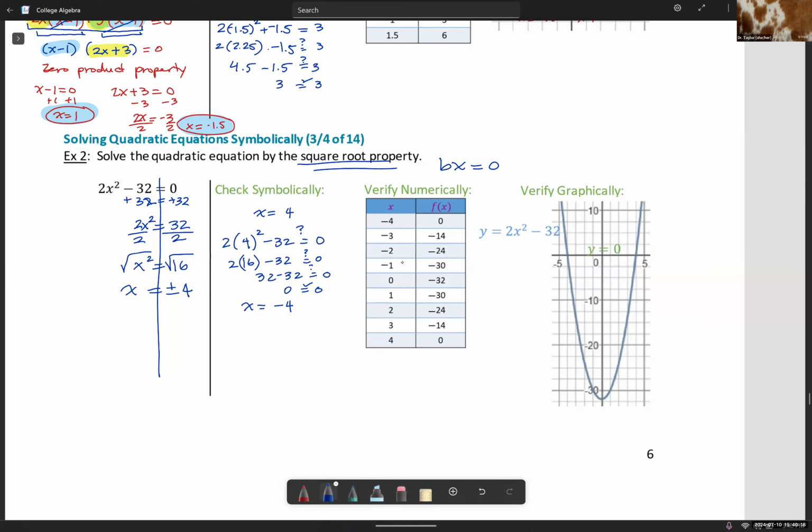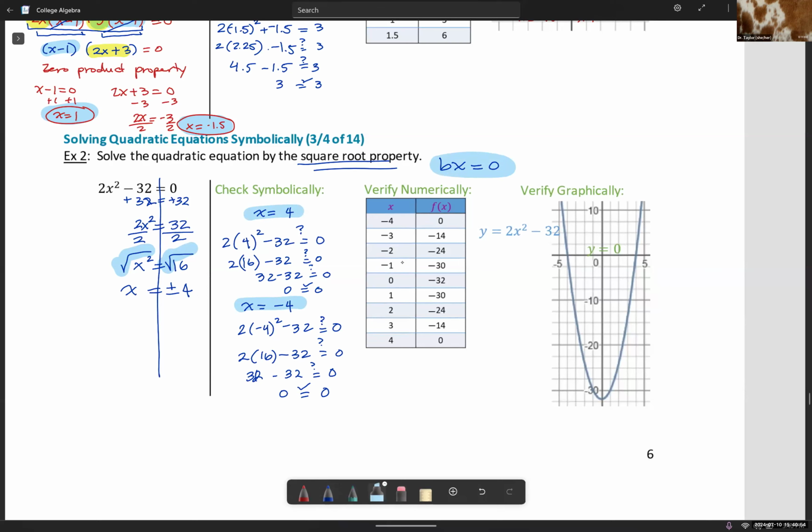Question marks until it's a check. 2 times -4 squared minus 32. Again, this is 2 times 16 minus 32. We're asking if that does really equal 0. That's 32 minus 32 is equal 0. Absolutely. We got it right. So the solutions here are x equal -4 and x equal +4. This is called the square root property because you can take the square root. Only works when bx is not there or bx equals 0.